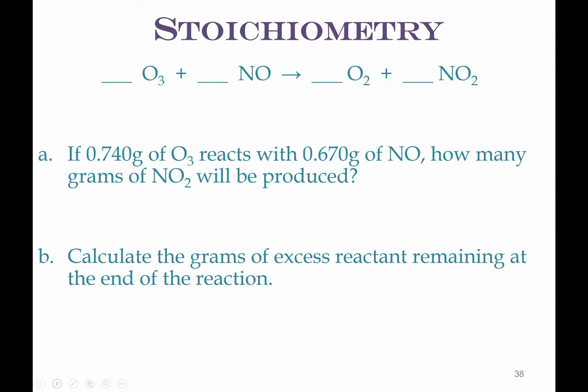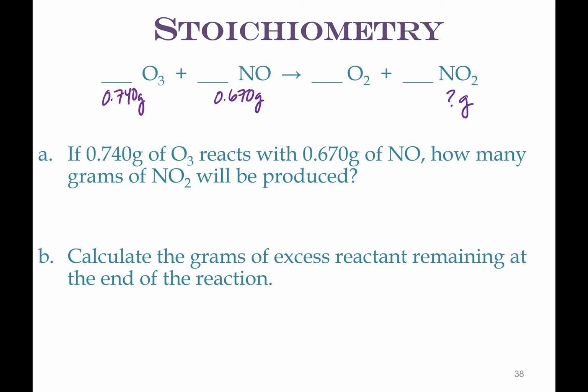So let's do this one and let's balance it. We have 4 oxygen and 1 nitrogen, and over here we have 4 oxygen and 1 nitrogen. Woohoo, it's balanced! We don't have to do anything. So they're all just a 1-to-1 mole ratio. So if 0.740 grams of ozone, O3, reacts with 0.670 grams of NO, how many grams of NO2 will be produced?